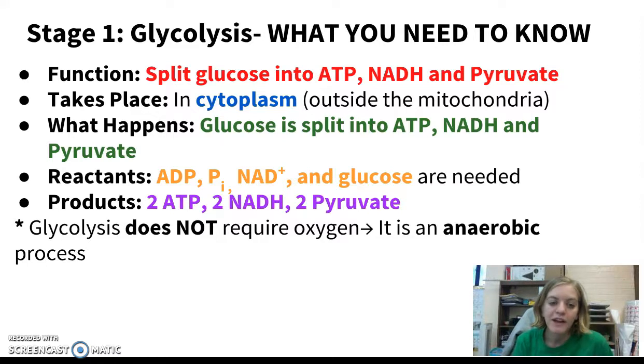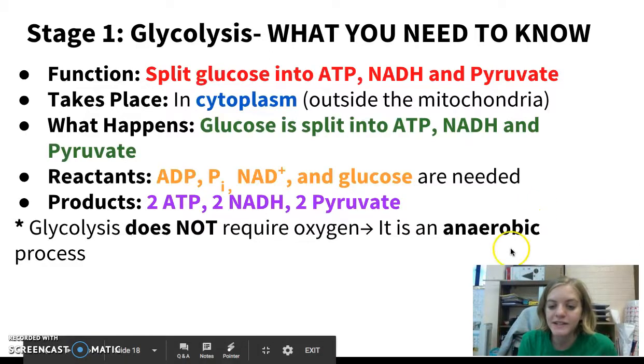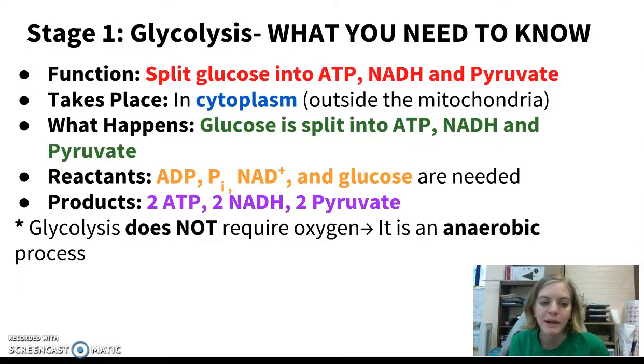When you really break it down, this is a much simpler version than what you'll probably see in your textbook. So you need to know the function, where it takes place, and remember, glycolysis takes place in a unique location compared to the rest of cellular respiration. You need to understand what's happening, what the reactants are, and what the products are. And don't forget, once again, glycolysis is an anaerobic process. This will be important later on when we talk about anaerobic respiration, because even if there's no oxygen present, glycolysis can still happen.